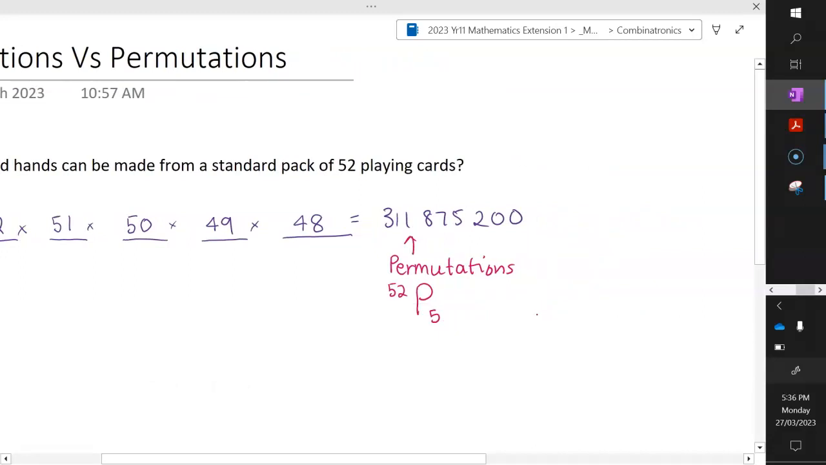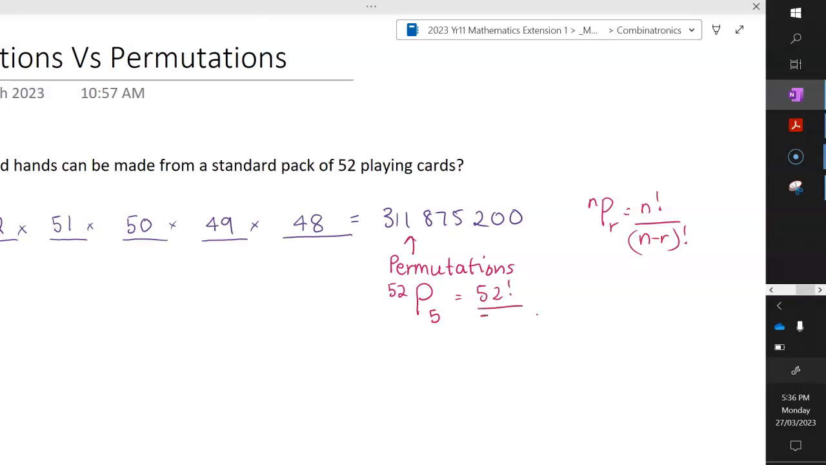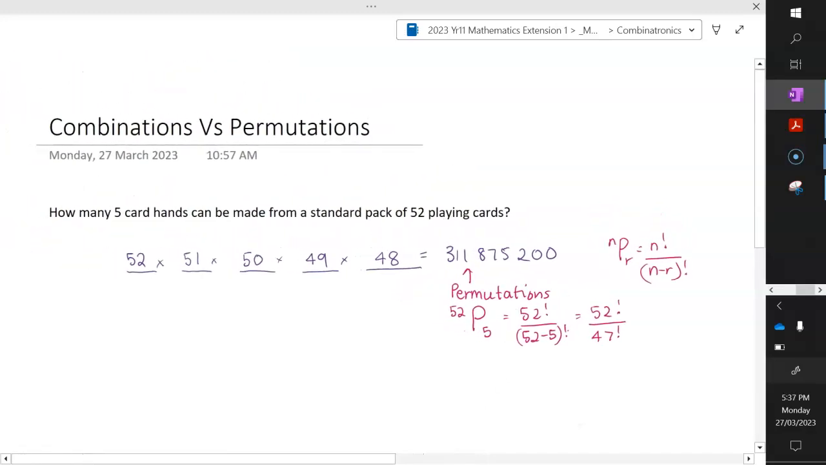And the other thing that we used for this, we'll just go with a generic formula, nPr was written as n factorial on n minus r factorial. So another way that we could have worked this one out was 52 factorial on 52 minus 5 factorial, which is 52 factorial on 47 factorial. So you could work that out on your calculator in any of those ways.